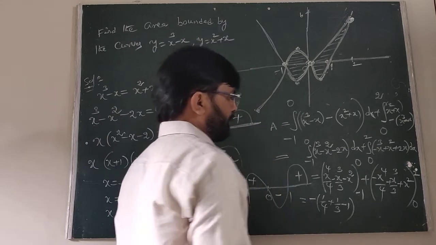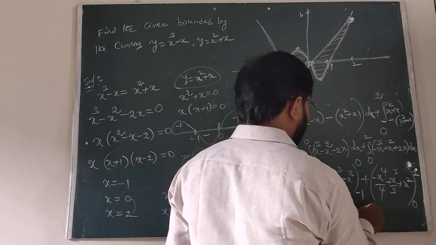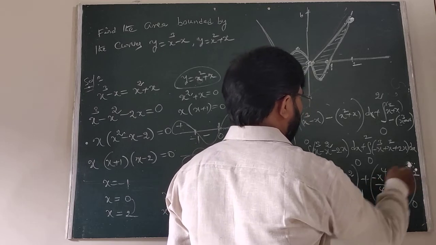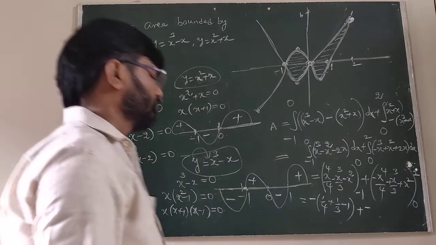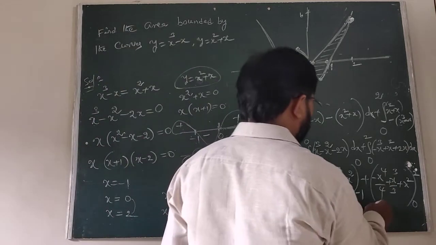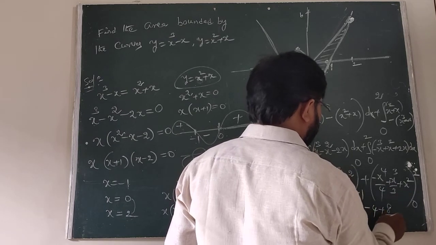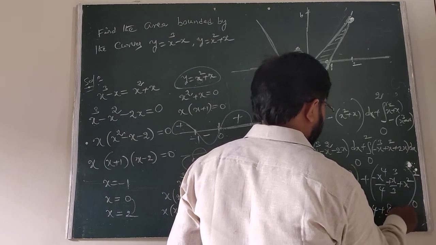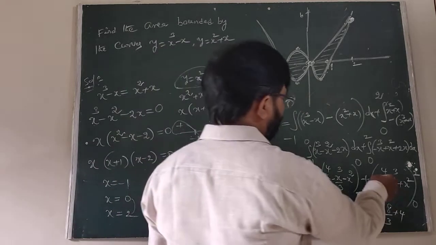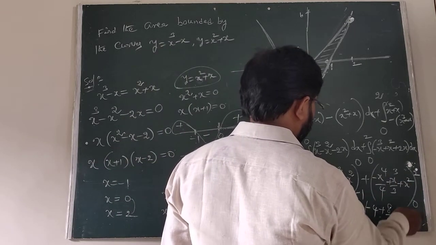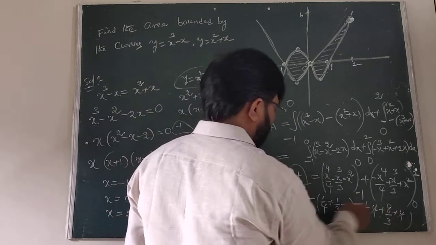Again substituting 2, that is minus of 2 power 4. 2 power 4 is 16, 16 by 4 is 4. Here is 8 by 3, plus 4, 2 square is 4. Okay students, here this is 0. Now 4 and 4 cancel. Now this is 8 by 3 plus 1.